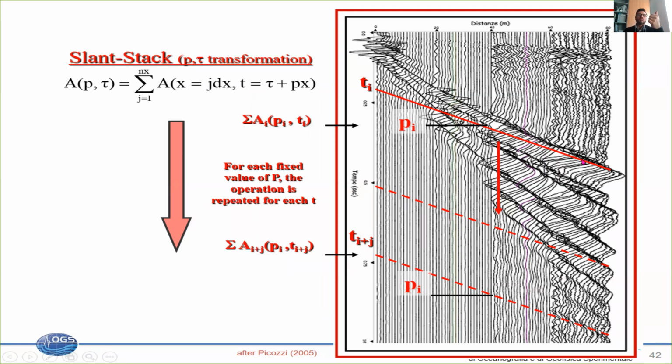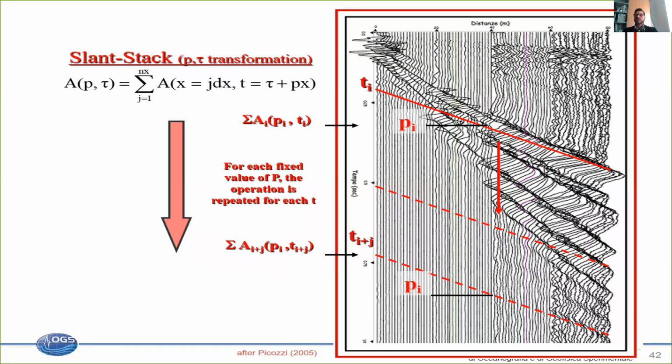Then what can I do? I change the slope. I test a new velocity, and I get a second seismogram for a second slope. And so on. I can do it for as many slopes, so as many velocities, as I want to test. Then I will have a new matrix in which I have, for each slope, a new seismogram as a function of time.